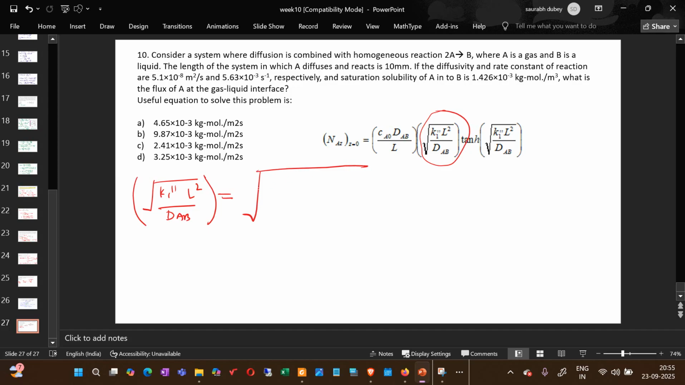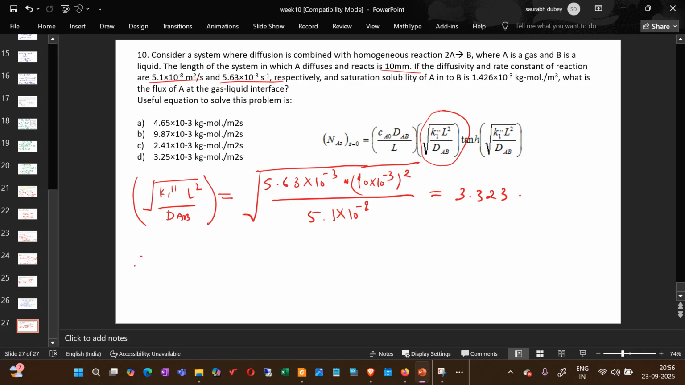It will come out to be what: 5.63 into 10 to the power minus 3, whole square, divided by 5.1 into 10 to the power minus 8. This is 10 to the power, this is also 10 to the power. This will give you 3.3.